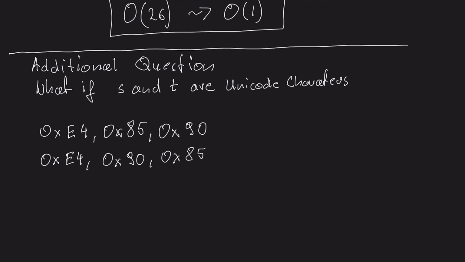Now let's talk about the additional question, which sort of leads to a deep rabbit hole. And the question was, what if S and T were Unicode characters? So let's assume that our strings are UTF-8 encoded. So we have encoding UTF-8. And let's say they just have one letter. So each of them has one letter. So S will equal this string of bytes, or characters, and T will equal the below string of bytes.